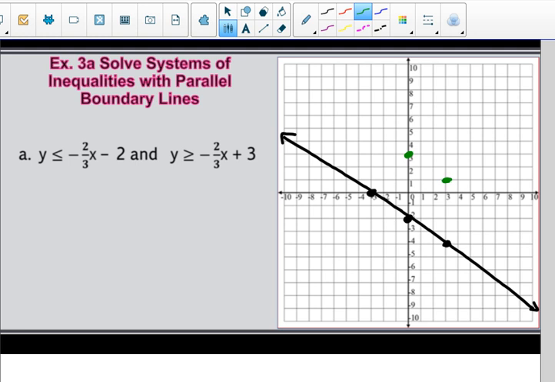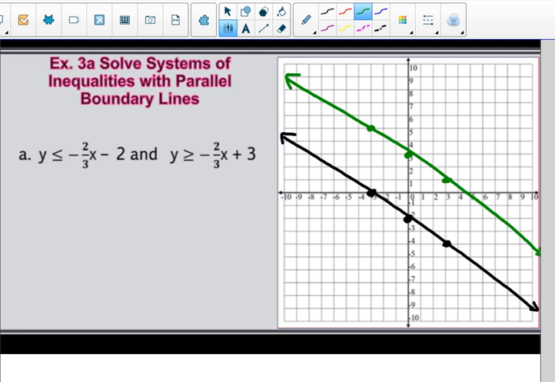Or I can go up 2 to the left 3. You can see my points there. My line again is going to be solid because it's got the equal to part with it. So I'm going to draw my line through there, solid line. So now I have two parallel lines.